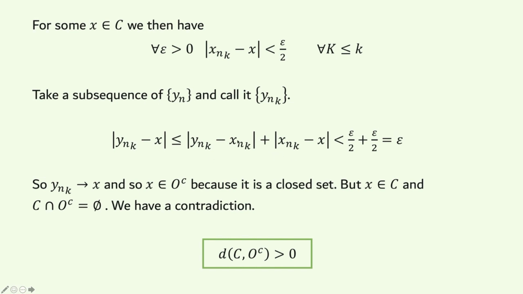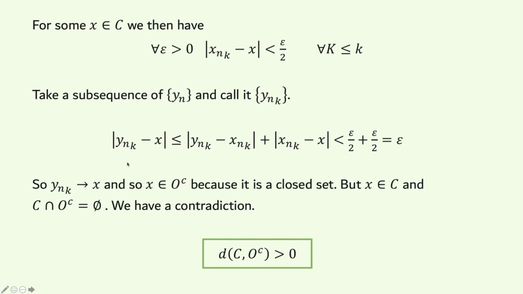Because xnk and ynk are two sequences, where xnk is a sequence in C, and ynk is a sequence in O complement. And so since the infimum is 0, as I previously justified, this could be made strictly smaller than epsilon over 2. And here I use the fact that C is compact, so xnk converges to x, as I justified here. And so I can make this arbitrarily small. So we can actually say that ynk converges to x.